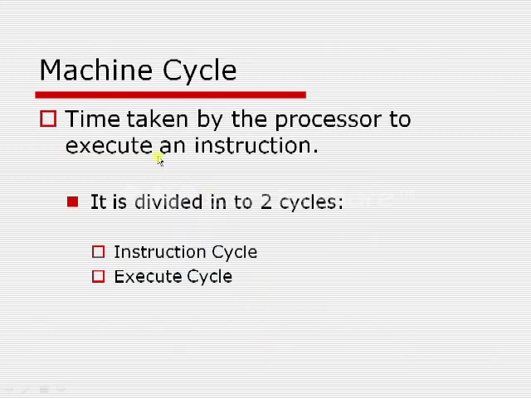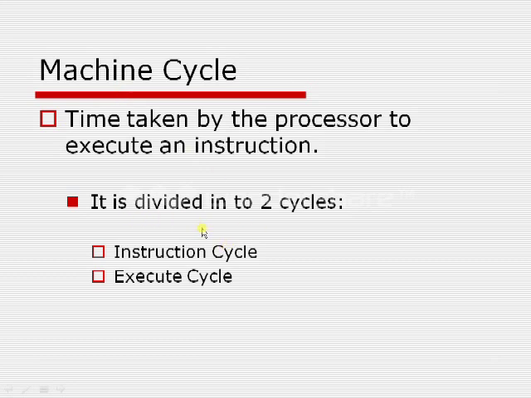Machine cycle is the time taken by the processor to execute an instruction. There might be any number of instructions inside the controller, and some might be of 1 byte, some of 2 bytes, and some of 3 bytes. Here the instruction is nothing but a 1 byte instruction. So the time taken by the processor to execute a 1 byte instruction is nothing but a machine cycle.